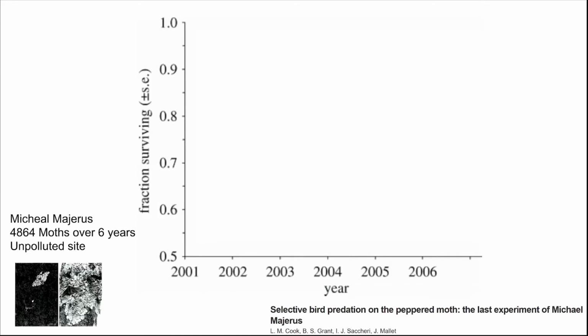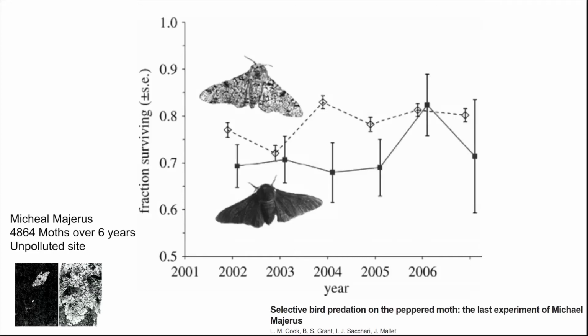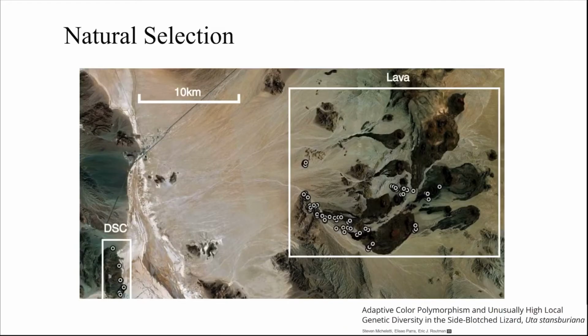In this experiment, thousands of moths were released over a period of 6 years in a site that was unpolluted. This site had healthy lichen growing on the trees, so it looked more like the picture on the right with the light-colored background. After a period of 6 years, the average recapture rate of dark moths was much lower than the recapture rate of light moths. This pattern can be seen in other places too.